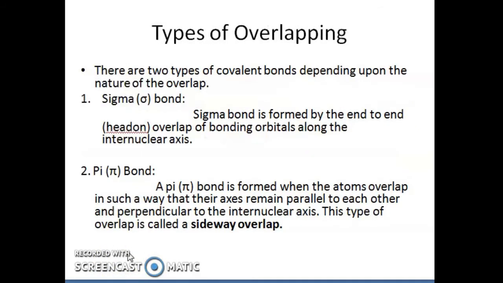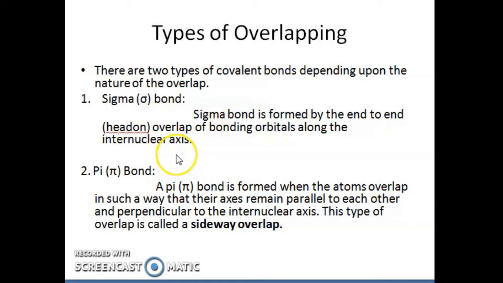And we have different types of covalent bond. There are two types of covalent bond that are categorized based on the nature of the overlap. The first one is the sigma bond, and the second one is the pi bond. A sigma bond is formed by end-to-end overlap of the bonding orbitals along the internuclear axis.